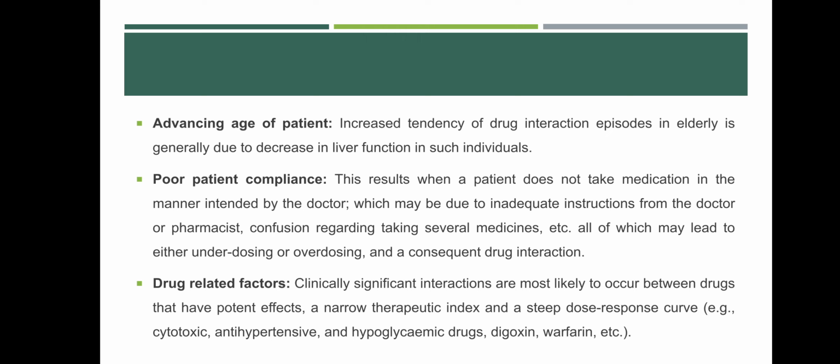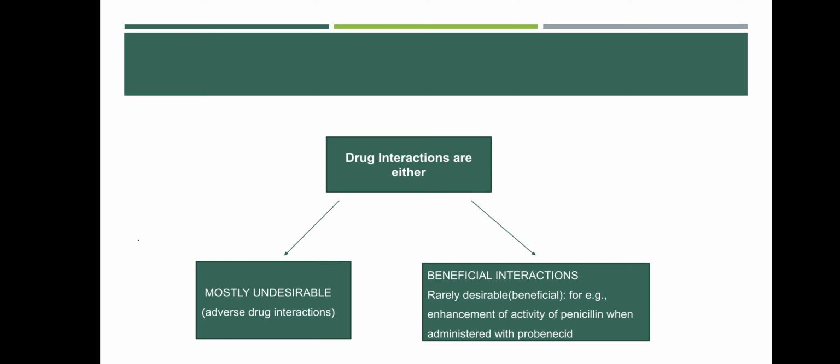curve, like the cytotoxic, antihypertensive, or hypoglycemic drugs. So these drugs all have a steep dose-response curve or a narrow therapeutic index. Because of these reasons, they may lead to drug interactions. And these were the many factors which lead to drug interaction. So next are the drug interactions.